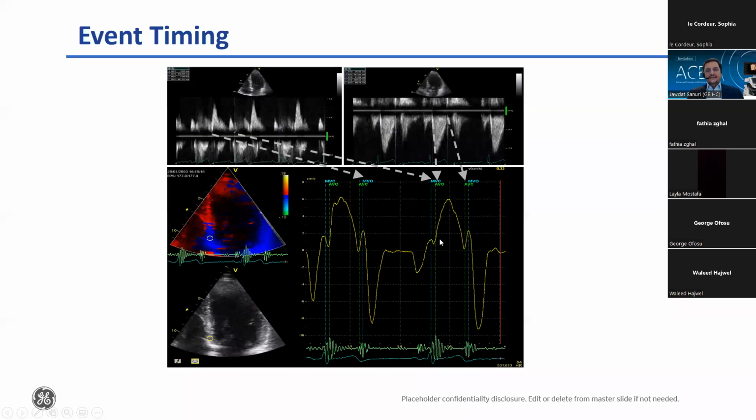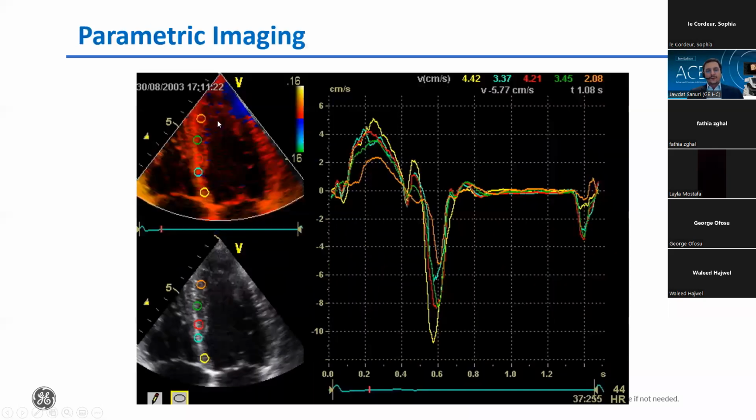So you can assess different parametric ROIs for different zones: basal, mid, apical. And of course, as always, the basal usually have the highest velocities. So if you place more than one region of interest, you will see the basal waveform attains the highest velocity during systole, as well as during diastole. And the closer you are to the apex, the lower the velocities.